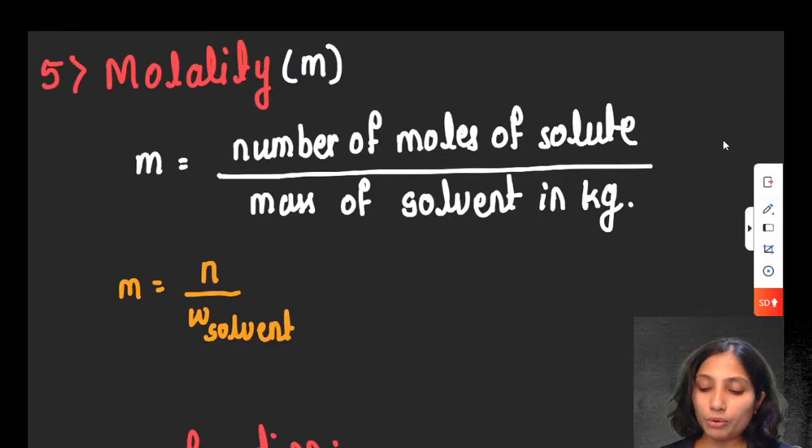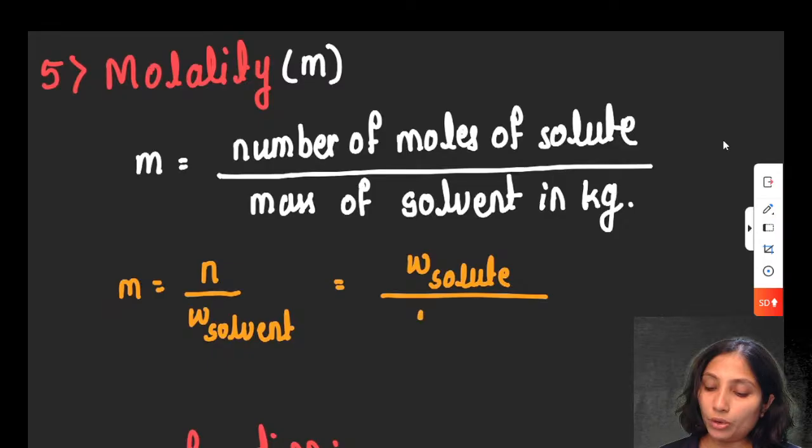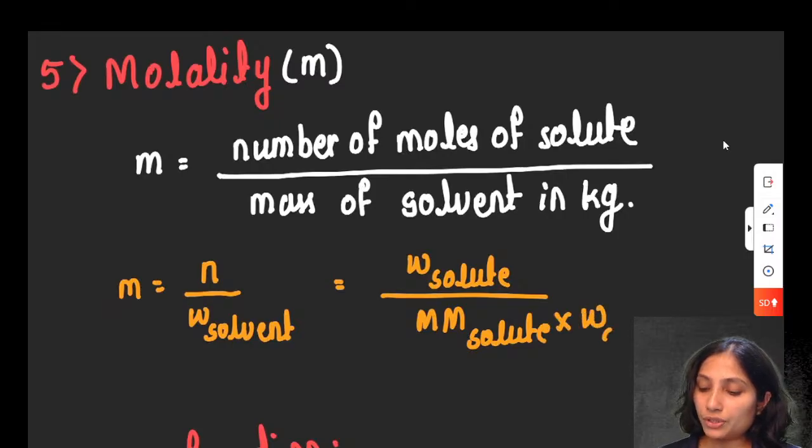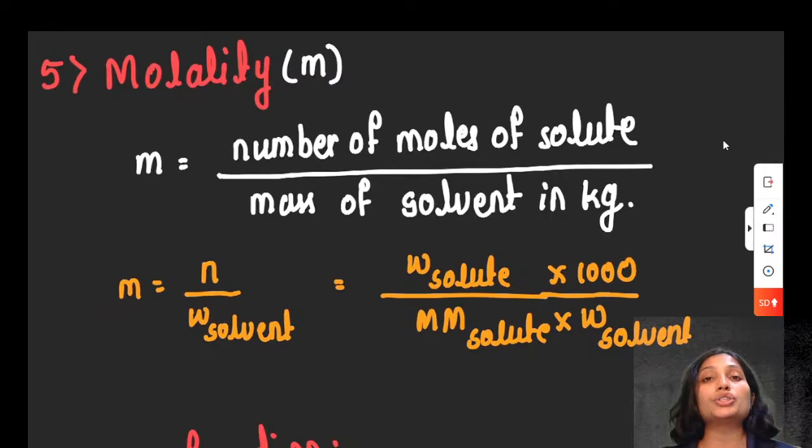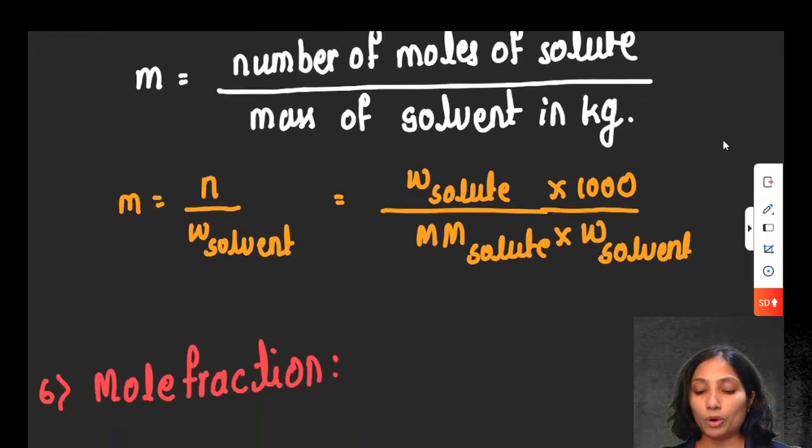How can we calculate the number of moles? Mass of solute divided by molar mass of solute, into mass of solvent in kg. If it is not given in kg, then multiply it with 1000. Remember, if it is given in grams, you have to multiply it with 1000, or you can directly convert it into kg and substitute in the equation. Okay, this is how you can calculate molality.